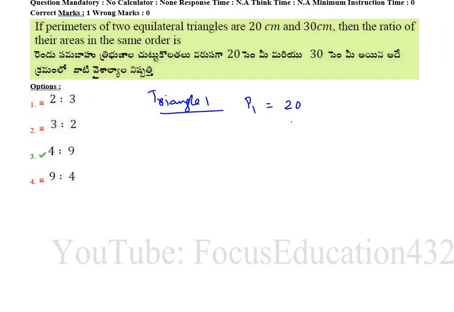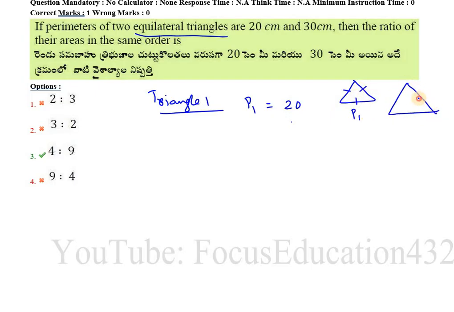Now the 10th question. If the perimeters of 2 equilateral triangles are 20 centimeter and 30 centimeter, then find the ratio of their areas in the same order. So here we have two triangles and both are equilateral triangles. An equilateral triangle means the three sides are equal. Suppose the first triangle's perimeter is P1. Perimeter means the sum of three sides. If you add three sides, you get the perimeter of the triangle.